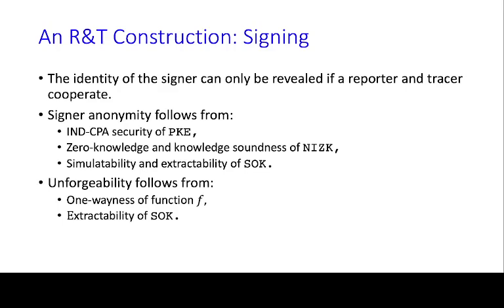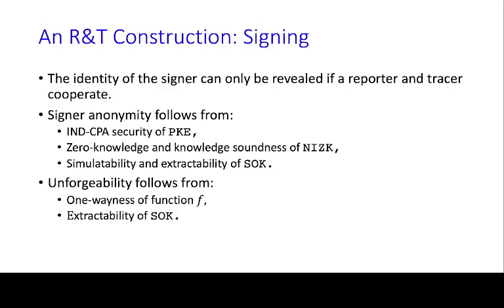The zero-knowledge proof system is zero knowledge and knowledge sound, and the signature of knowledge is simulatable and extractable. And secondly, unforgeability follows as a result of the one-wayness of function f and extractability of the signature of knowledge.